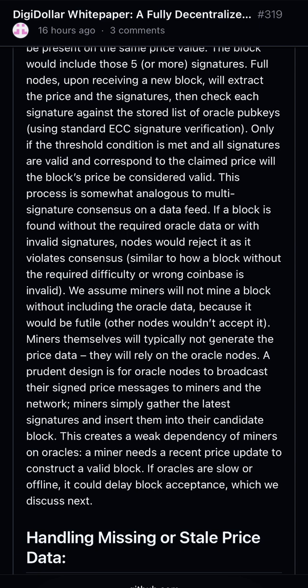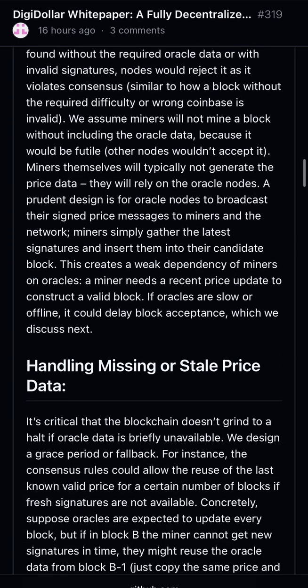If a block is found without the required Oracle data or with invalid signatures, nodes would reject it as it violates consensus, similar to how a block without the required difficulty or wrong Coinbase is invalid. We assume miners will not mine a block without including the Oracle data, because it would be futile; other nodes wouldn't accept it. Miners themselves will typically not generate the price data, they will rely on the Oracle nodes.